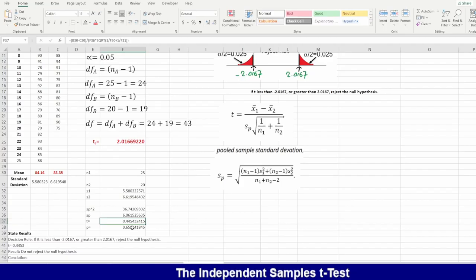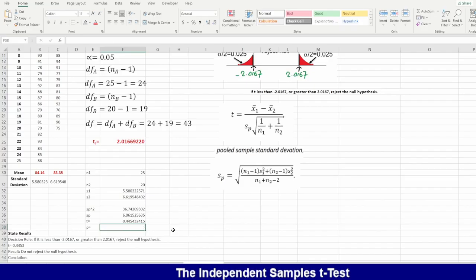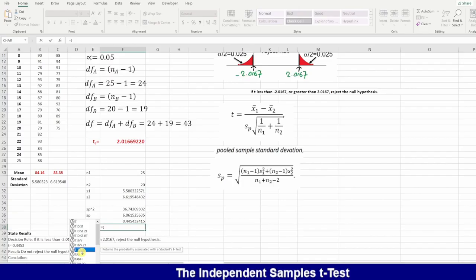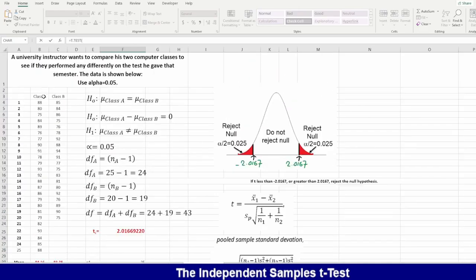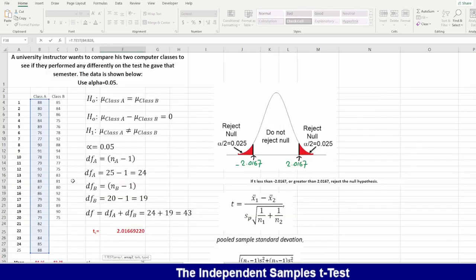Now, to compute the probability of this one, we will use the T.TEST command. This T.TEST command is asking me what is the first array. This is my first array or sample. And then, comma, it is asking what is the second one. This is the second one.